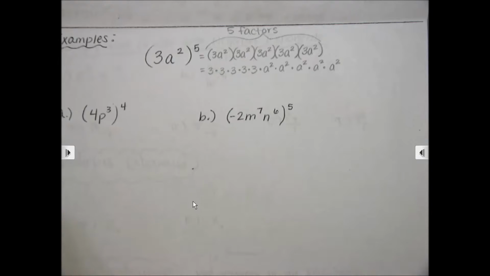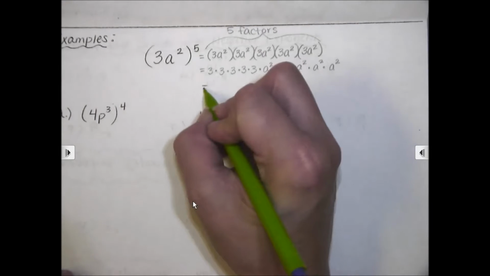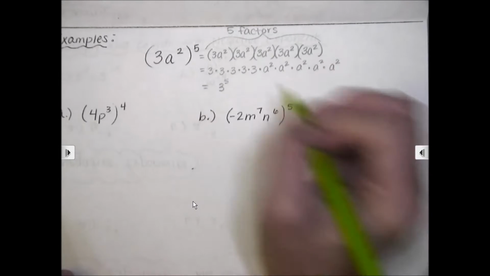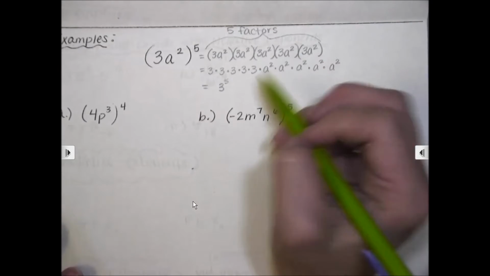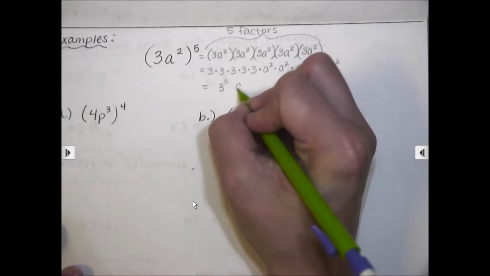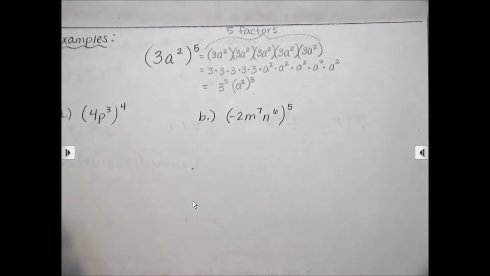We're going to rewrite it using exponents. So in other words, this is 3 to the what power? To the 5th power. I've got 5 of them. 3 is a factor 5 times, so 3 to the 5th power. A squared shows up 5 times also.